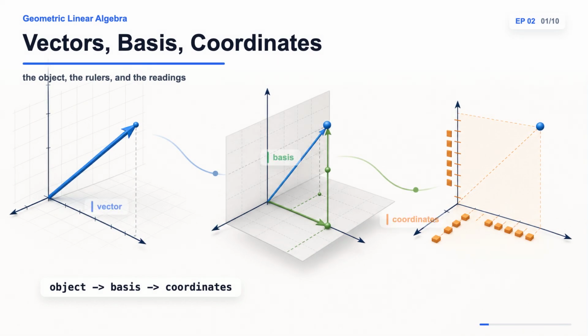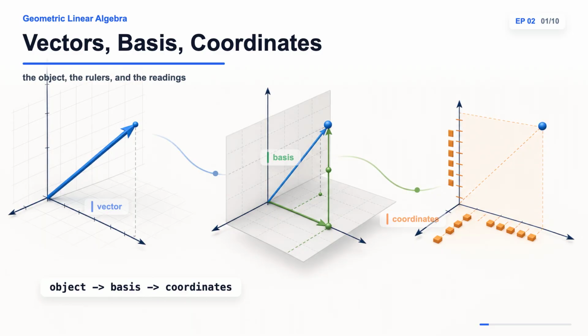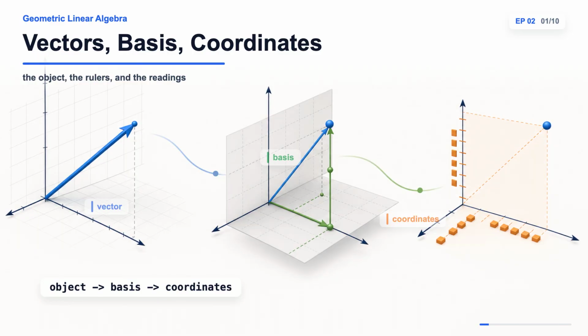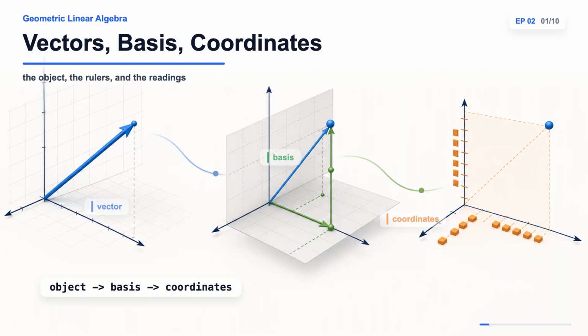In episode 1, we set up the central idea: linear algebra is geometry. In this episode, we slow down and look at the objects that make that geometry measurable: vectors, basis, and coordinates. A vector is not just two numbers. A basis is not just a pair of arrows. Coordinates are not the object itself. Coordinates are readings taken with a chosen set of rulers. Once that distinction is clear, many later formulas stop feeling like symbolic manipulation. They become visible statements about space.